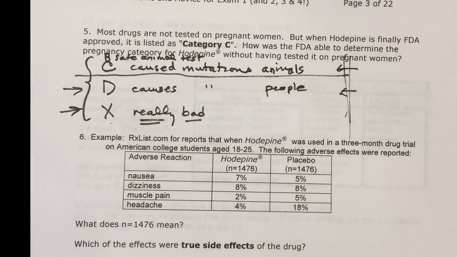Now, in some situations, you can guess that it will, because if the drug's a benzodiazepine and you manufacture a new type of benzodiazepine, then you're probably going to say, yeah, it's probably category D or X.